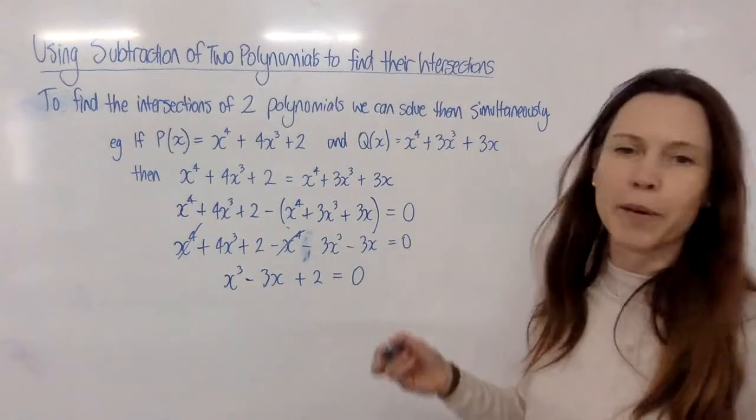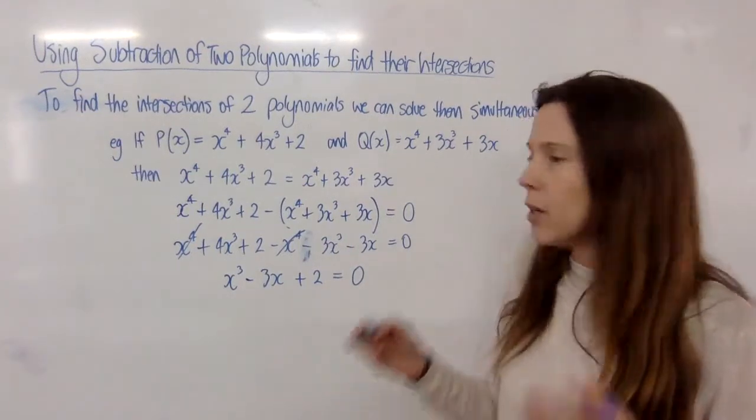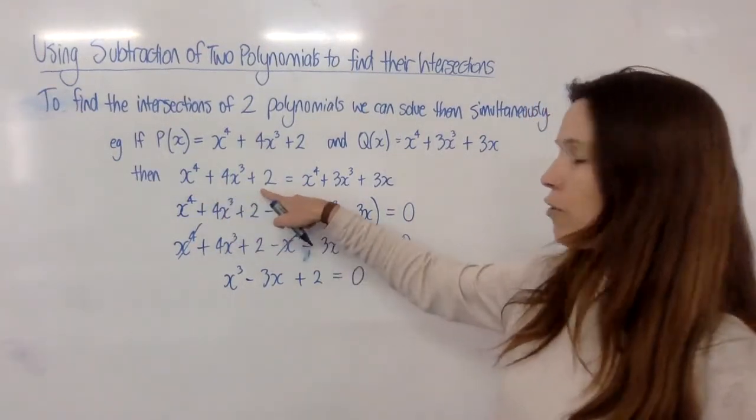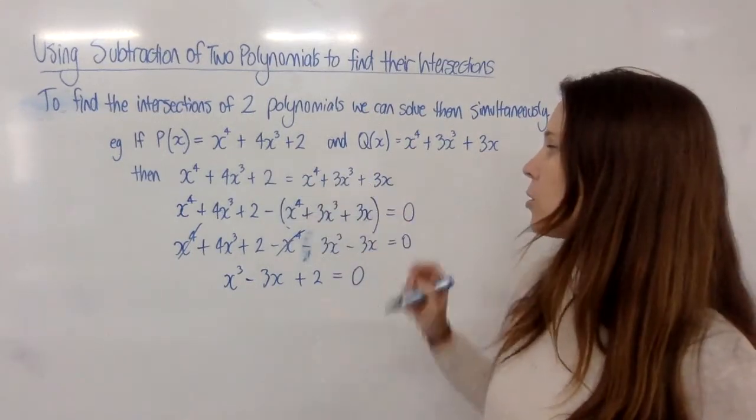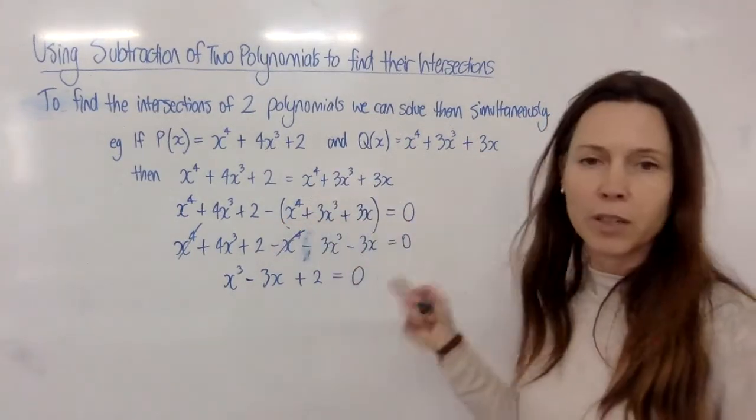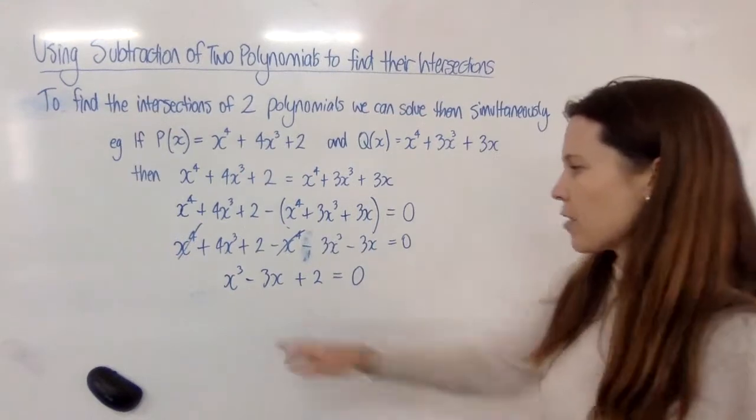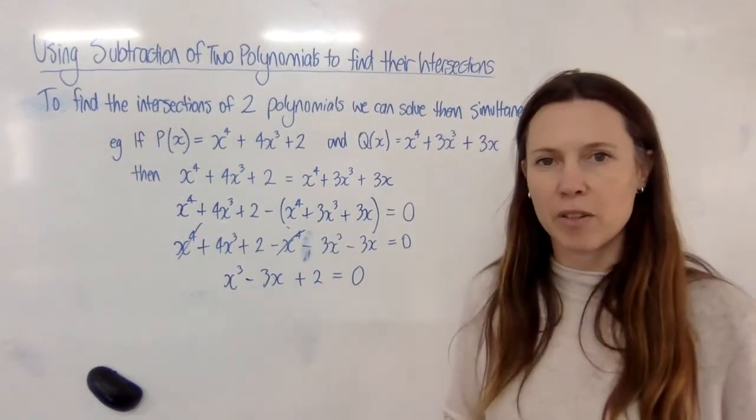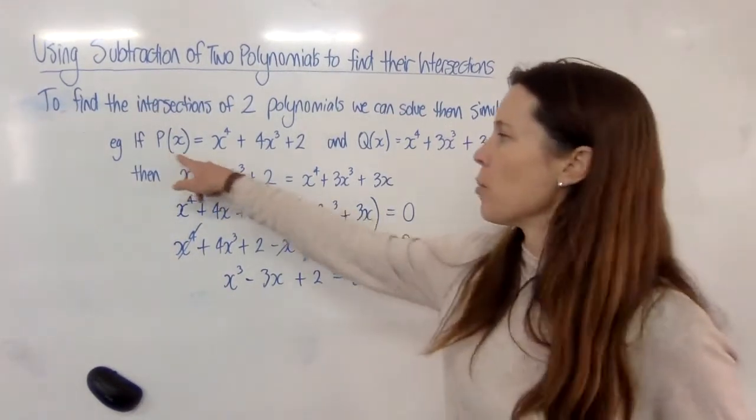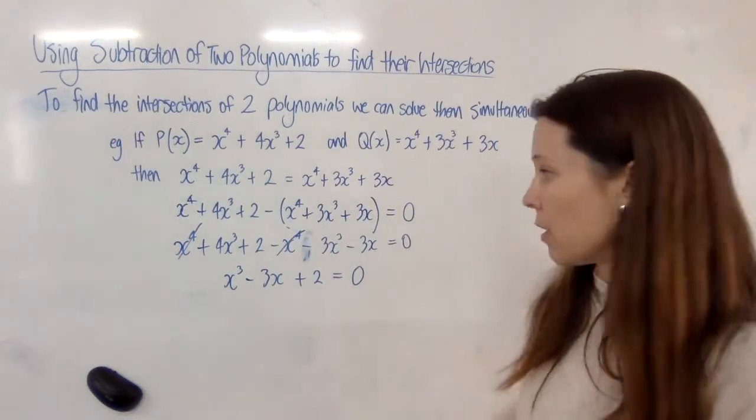But let's just pause for a moment and consider what we did. We basically took all of p of x, what it was equal to, and we subtracted q of x. Now if we consider that what we've created is a polynomial in its own right, we've got P of x and Q of x, let's call it R of x, say.